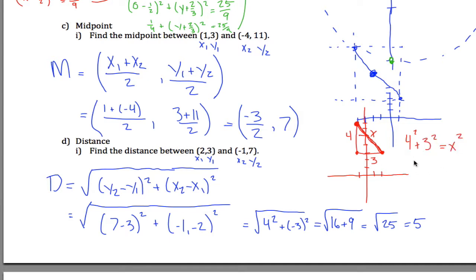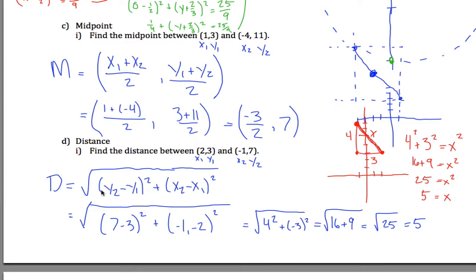And since I know 4 squared is 16 and 3 squared is 9, what I get is that 25 is equal to x squared. So if I take the square root of both sides of the equation, I get x equals, really I get plus or minus 5, but since we're talking about distance, I know it's the positive number and I get the same answer. These might look completely different, but they're really not.